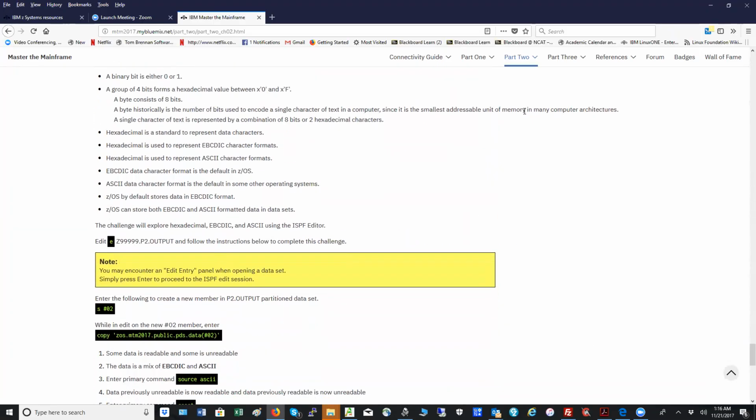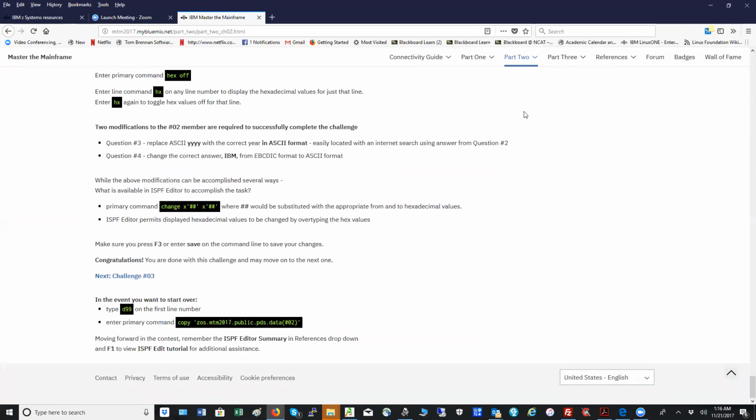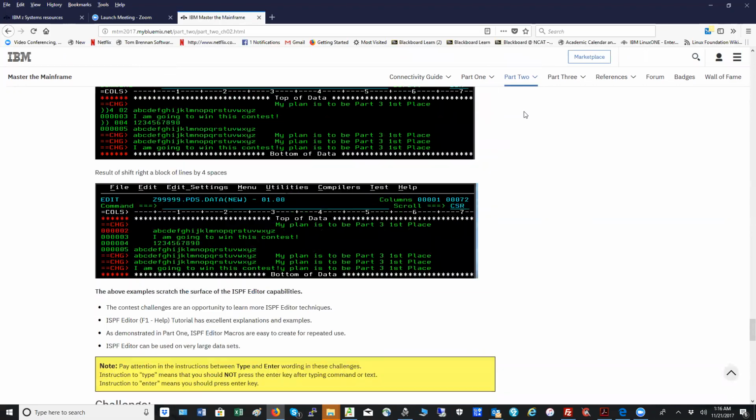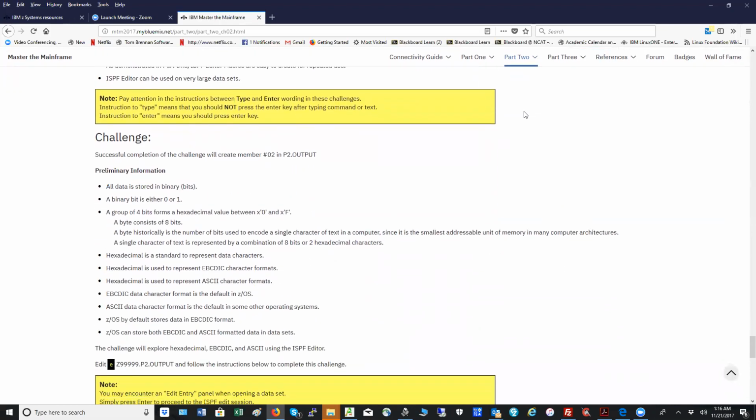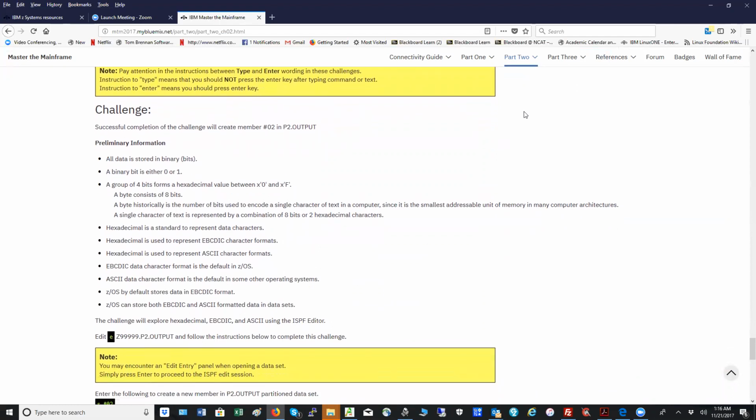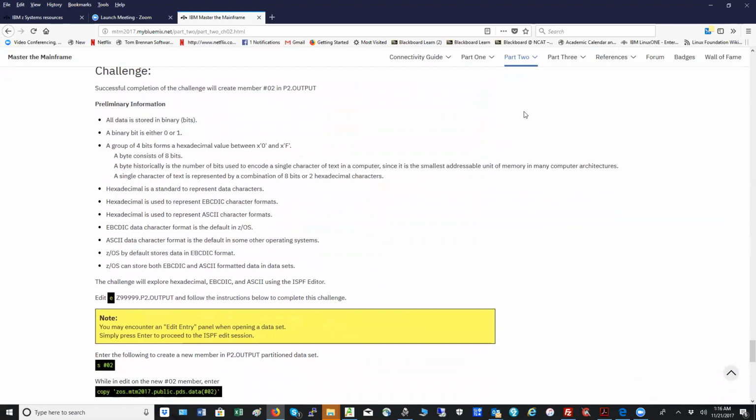I'm going to scroll down to where we're going to start the challenge. Yeah, here we go. Essentially what we have to do is play with ASCII, EBCDIC, and hex. This is a really good exercise for you to understand how a mainframe operates. That's why I think Master the Mainframe is so superb to teach people about this technology, and it is really fascinating technology. A lot of history behind it.